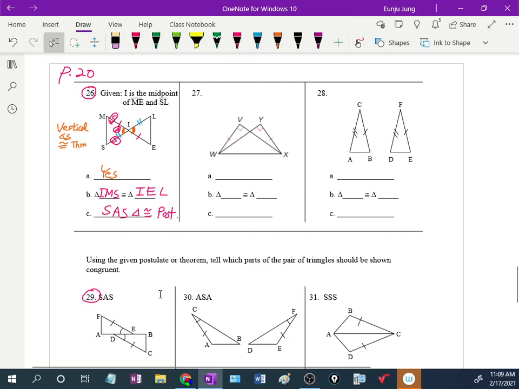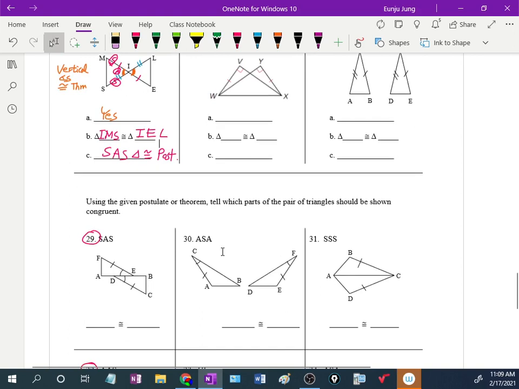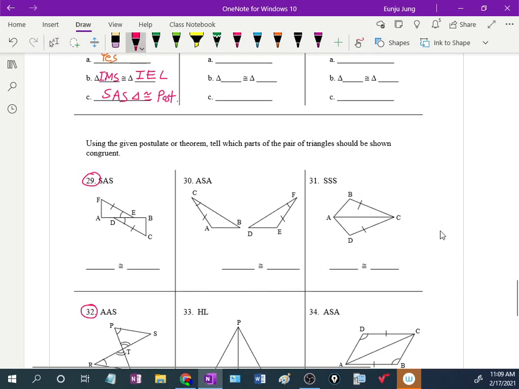All right, now let's look at number 29. And let's read the directions before we do anything, okay? Using the given postulate or theorem, tell which part of the pair of triangles should be shown congruent. So let's use the given condition, okay? So let's say side angle side. So from this will be side, and this is angle. So what would be the other side I need to describe? This must be the side, right? And let's use the other triangle. This is side, this is angle, and this would be the side for the second triangle, right?